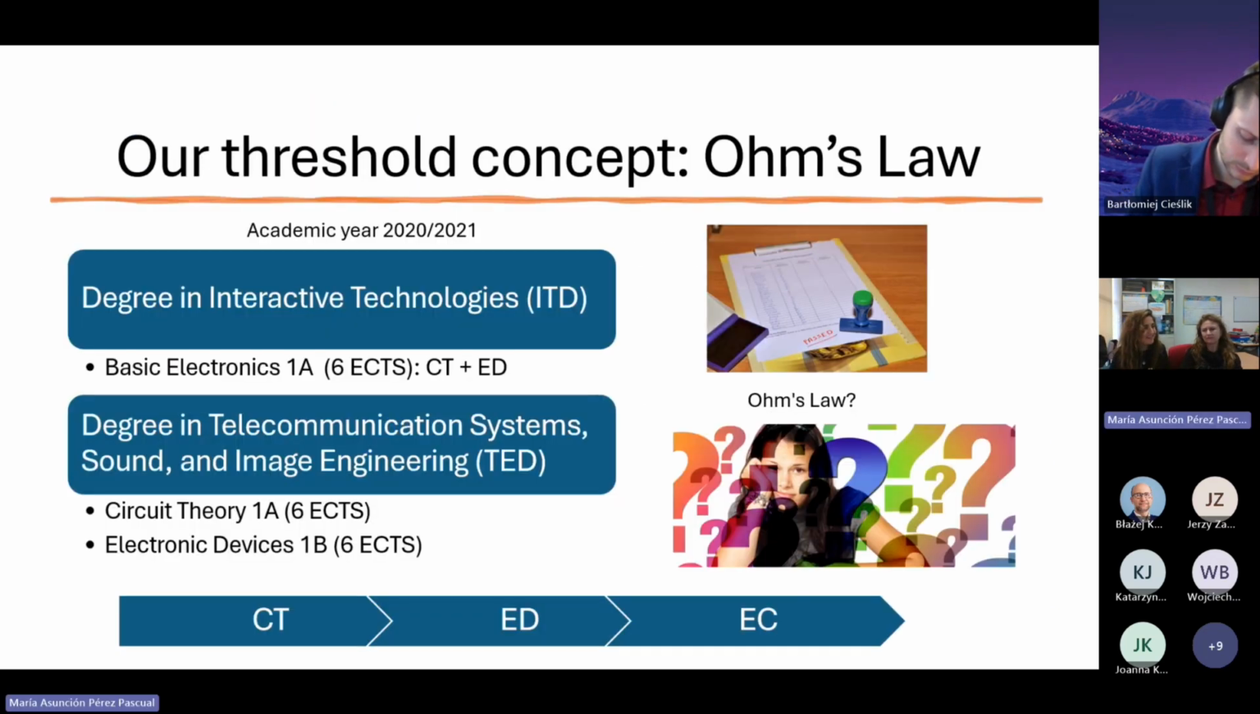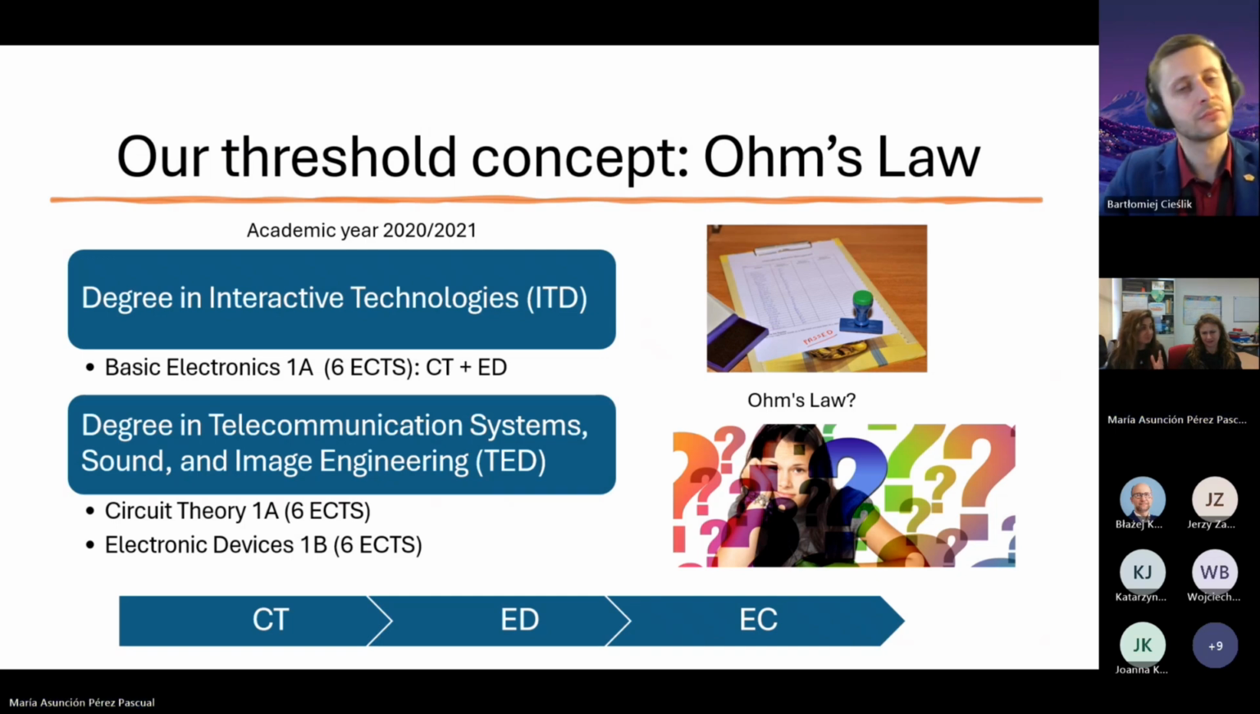Okay, this is the theoretical framework. Let's move to the practical application. We have worked since the academic year 2020-2021 with the threshold concept of Ohm's law. And you will think, but Ohm's law is very easy, because it's just voltage equal to current multiplied by resistance, and that's all. It's just three variables in an equation. What's the problem? It's a very big problem. Why did we start to work on that concept?